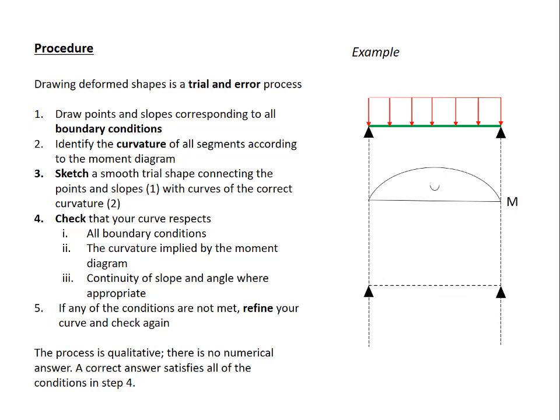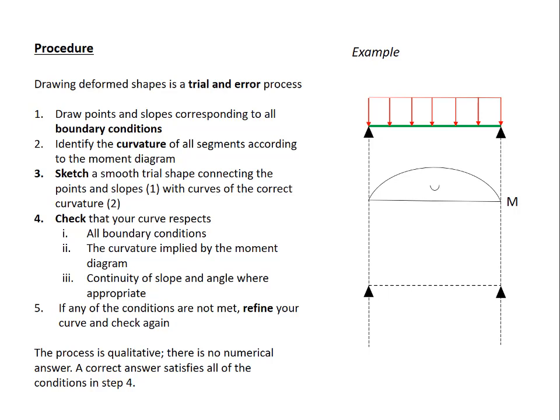This is a very simple example to start out with. A simply supported beam with a uniform load. The moment diagram is given there. And we know how this deforms. This beam is going to sag in the middle and it's going to be supported at the two ends.